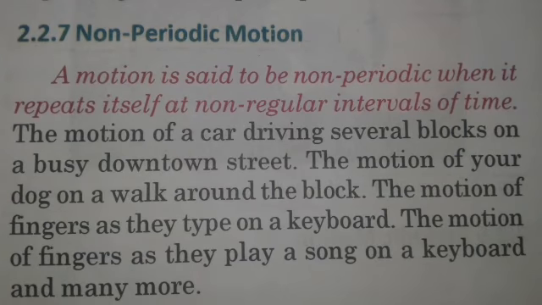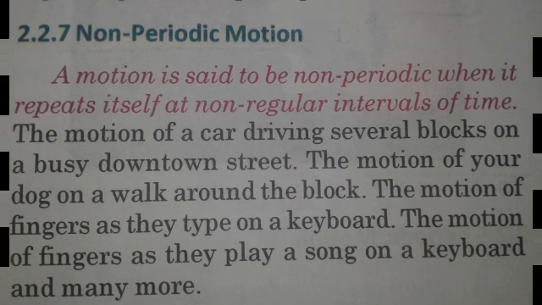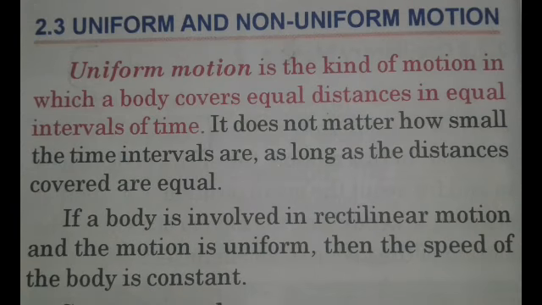Non-periodic motion. A motion is said to be non-periodic when it repeats itself at non-regular intervals of time. जब एक ऑब्जेक्ट बिना किसी रेगुलर टाइम पीरियड के खुद ब खुद एक ही मोशन रिपीट करता है तो उसे हम नॉन पेरियोडिक मोशन कहते हैं। Just like the motion of a car driving several blocks on the busy downtown street.